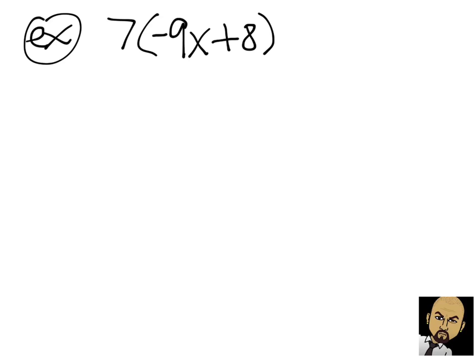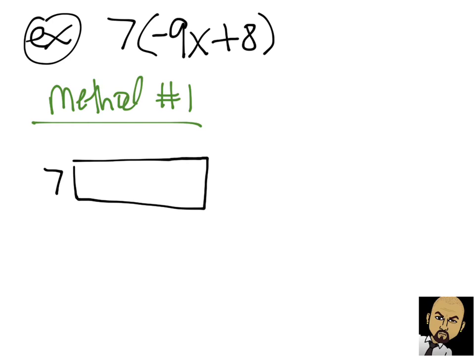All right, let me speed up here. Next example is 7 times the quantity of -9x plus 8. So every term in there, this is multiplying, so every term is going to be multiplied by the number 7. Let's go ahead and use the area model. We're going to multiply 7 by the first term, which is -9x, and the positive 7 times the second term, positive 8.